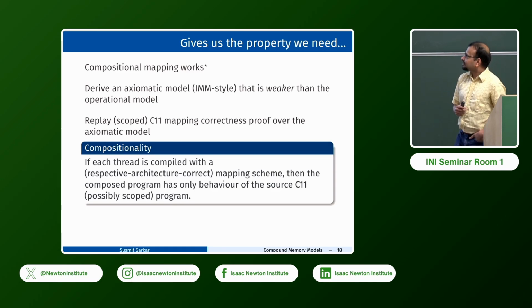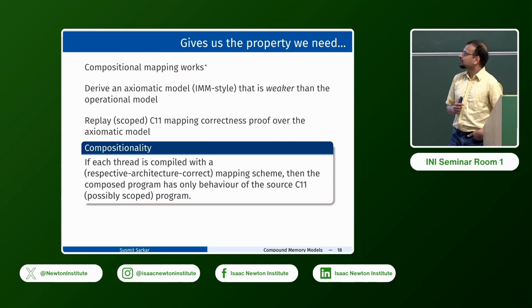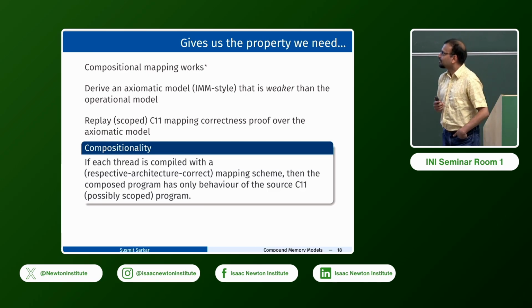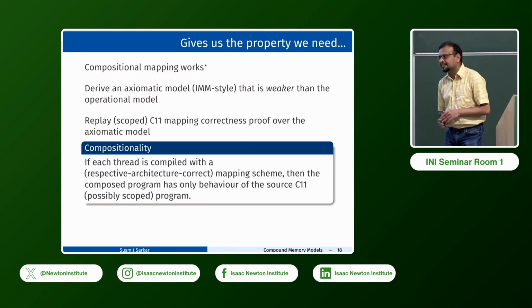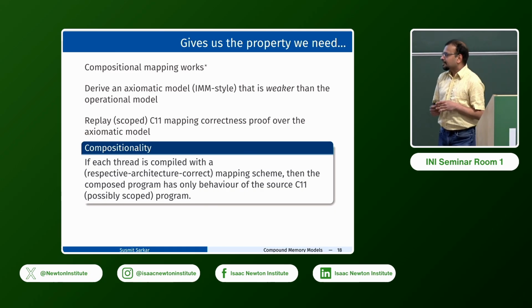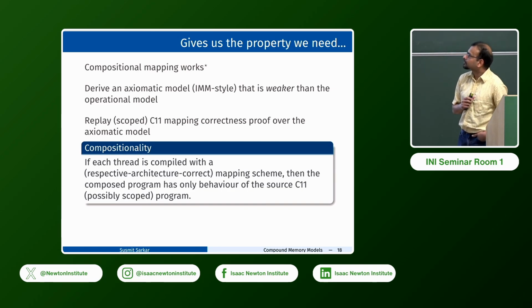But what we get is this compositionality property, that if each thread is compiled with a mapping scheme which is correct for the architecture running that thread, then the composed program has the same semantics, or stronger semantics, than the source RC11, possibly with scopes if you're on GPUs, semantics. That is, it's a correct compilation.